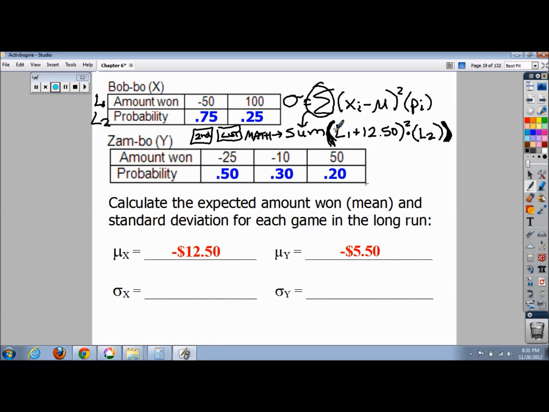Oh, I needed an extra set of parentheses in here. Let's see, I'll do that. So here's our sum parenthesis. Here's this parenthesis for this. So once you do that for Bobo, you should end up with $64.95. And if you do the same thing for Zambo, you should end up with $28.50. Okay, so make sure you have those values written down.